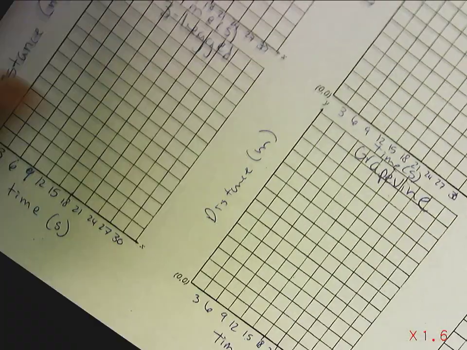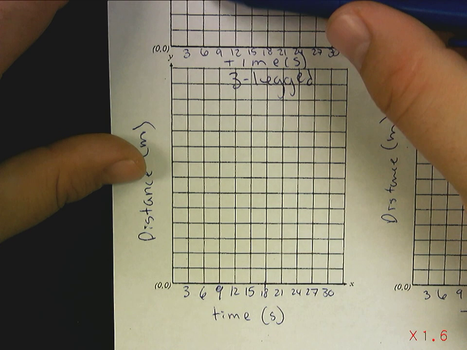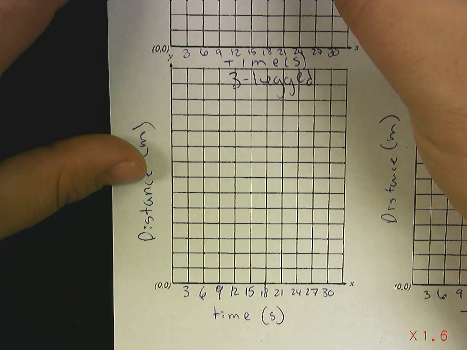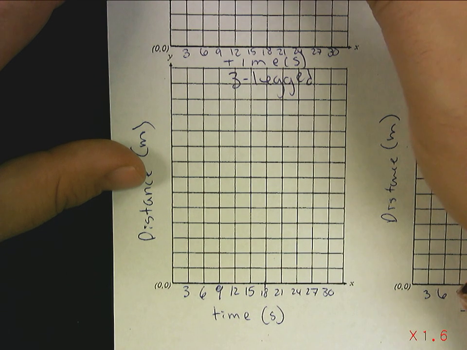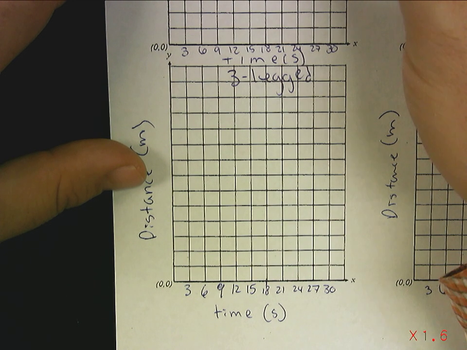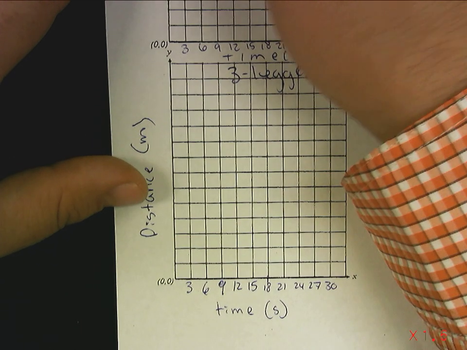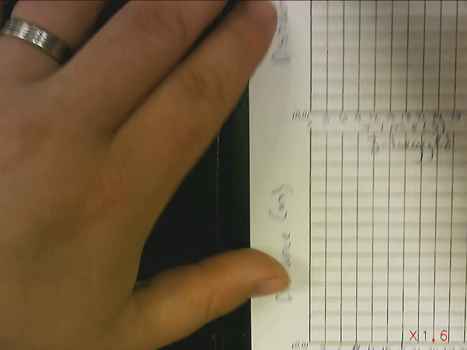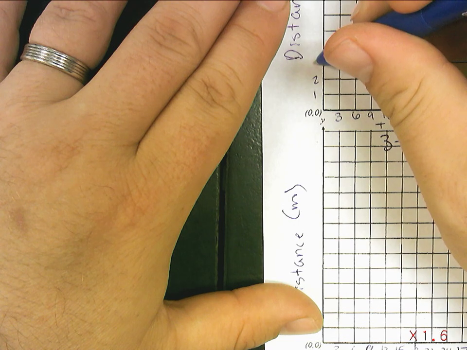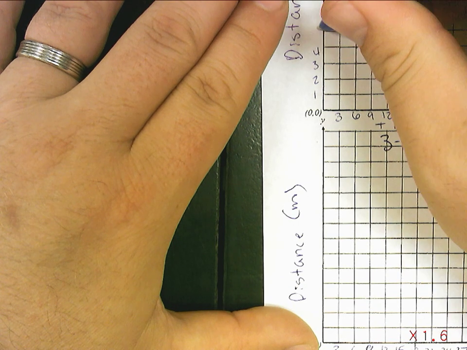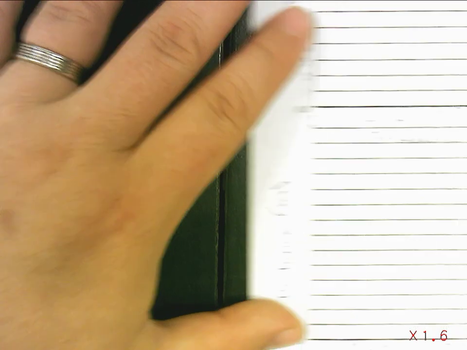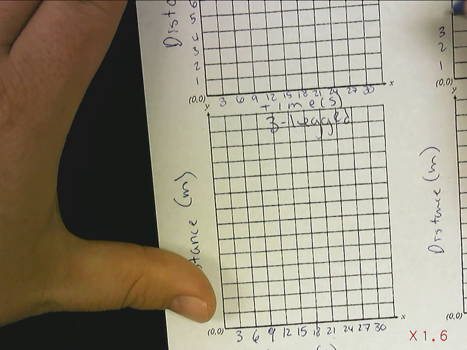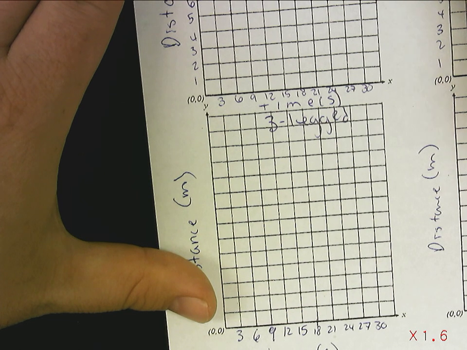Now I need to figure out my interval. So there's 1, 2, 3, 4, 5, 6, 7, 8, 9, 10, 11. Let's do it again. 1, 2, 3, 4, 5, 6, 7, 8, 9, 10, 11, 12. Okay, so 12 is right here, and we have 12 meters, so I'm just going to make 1 for 1. 1, 2, 3, 4, 5, 6, 7, 8, 9, 10, 11, 12.